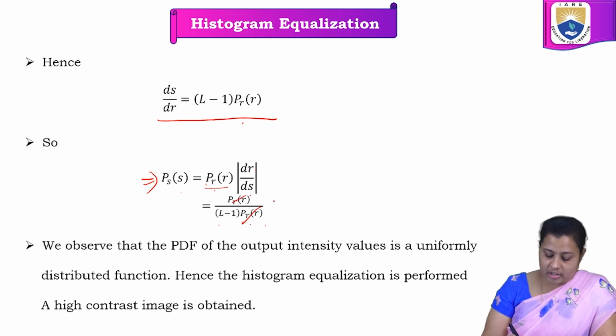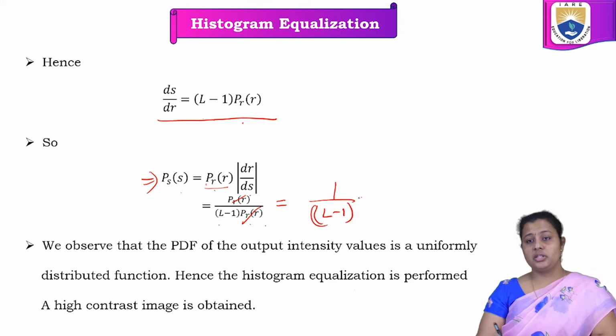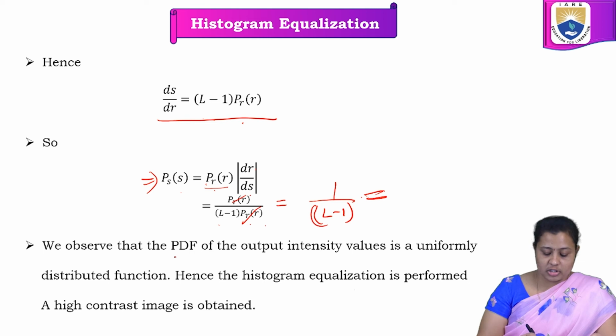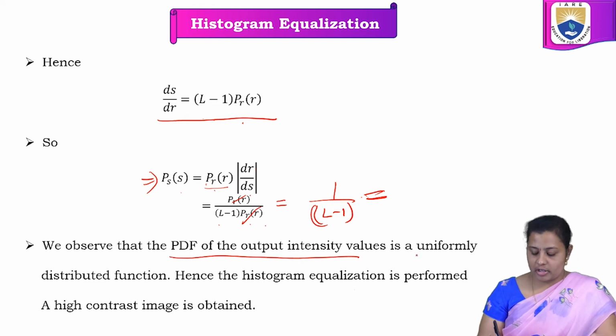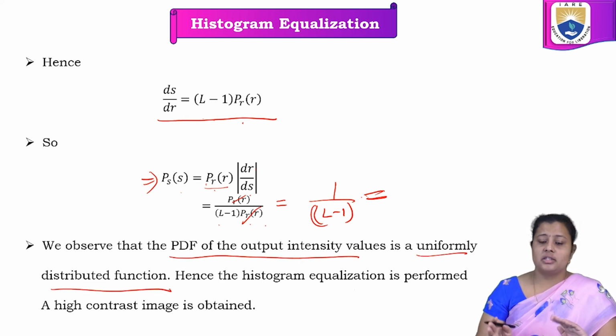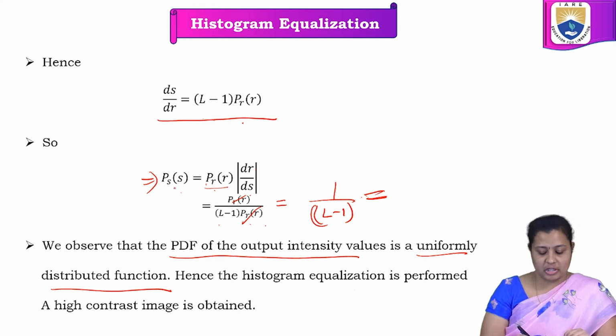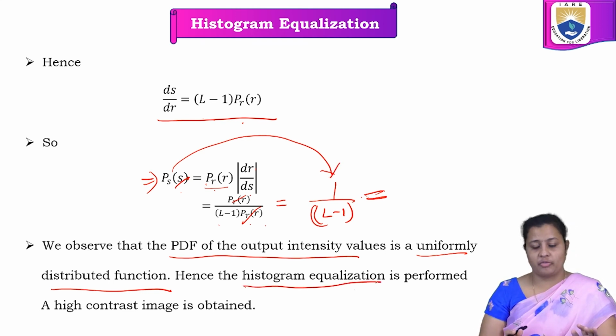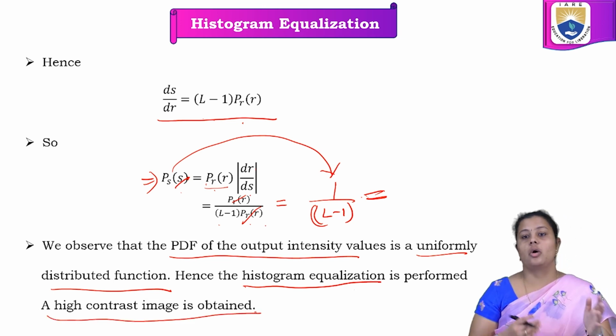So, if I just cancel, this is equal to 1 by (L minus 1). Right? So, this is equal to the probability density function of a uniform distribution. This PDF is of the output intensity value and it is uniformly distributed. Since the output intensity values represented by S have a uniform probability density function, histogram equalization is performed and a high contrast image is obtained.